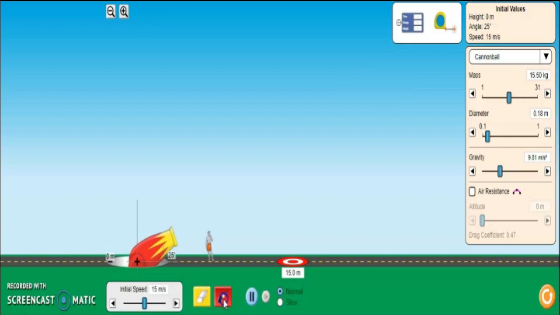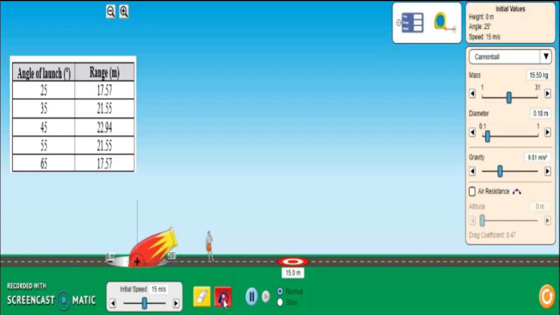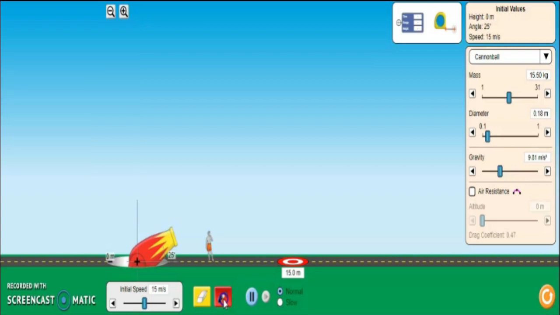In this experiment, the initial velocity of the cannonball is fixed to 15 meters per second, while gravity is fixed to 9.8 meters per second squared. The angle of launch is set to 25 degrees, 35 degrees, 45 degrees, 55 degrees, and 65 degrees. At some angles, the distance the cannonball travels will be the same.